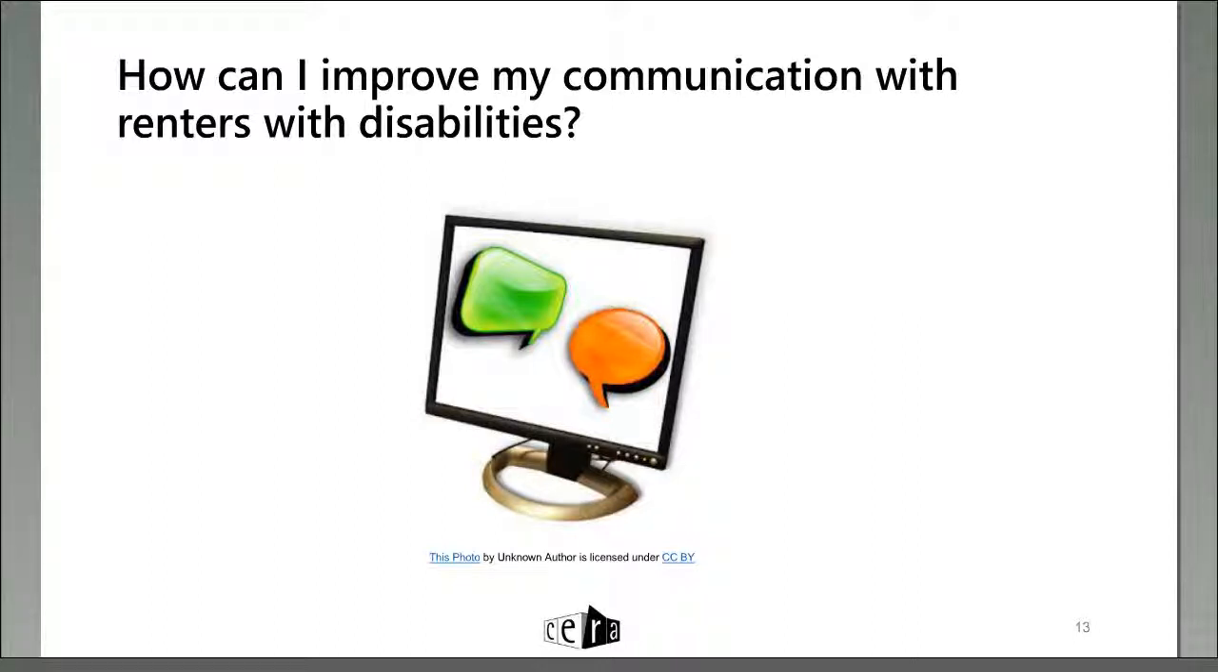An example of this is if a renter with vision loss requests that written correspondence from the housing provider be presented in an accessible format, they could decide together that the information will best be provided in an electronic file that is compatible with the renter's text-to-speech computer program.